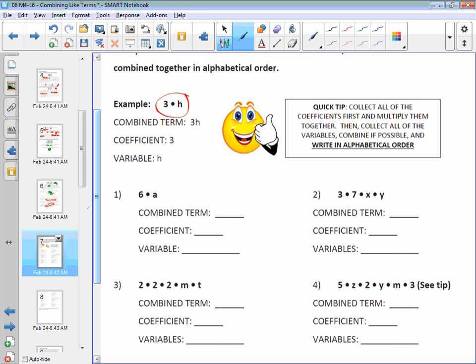Let's do some more together. Here's what we mean by combine the coefficients, or combine the numbers. That's a number, that's a number. That's a variable, that's a variable. 3 times 7 is 21. What do you do with x times y? xy.